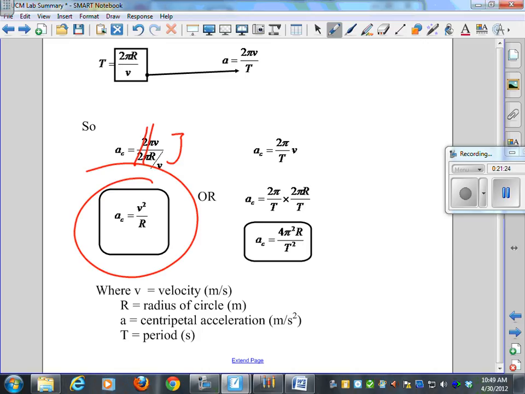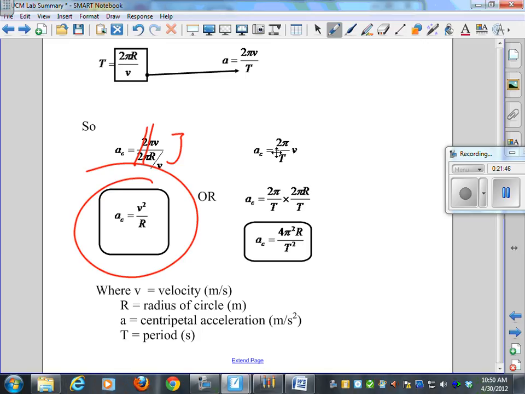All that work for a chintzy little formula like that. Yeah. Centripetal acceleration is equal to v squared over r. Velocity squared over r. AC, centripetal acceleration, yes. Now, you can also do it this way, too, which sort of gives us another one.